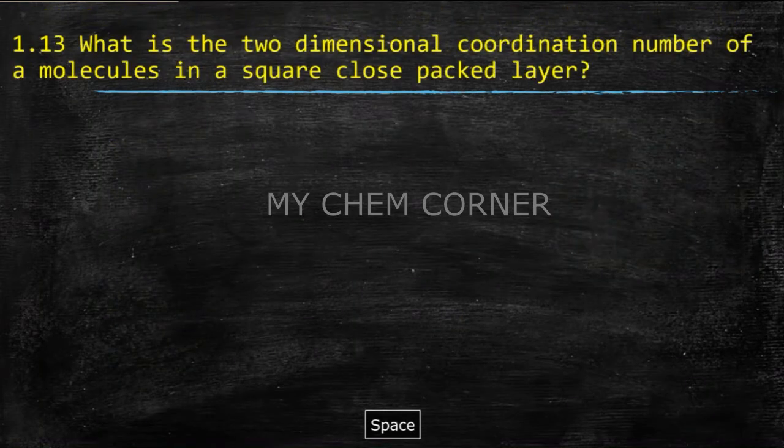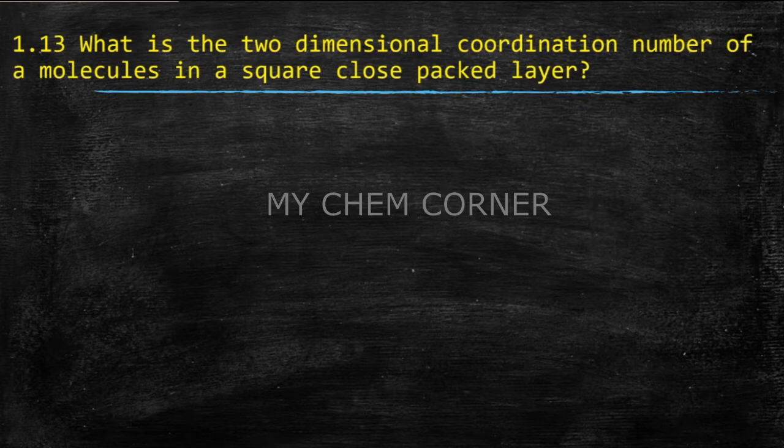Alright. And the next one is 1.13. It says, what is the two-dimensional coordination number of a molecule in a square close packing? Now, I've done a detailed video about this in one of my previous videos. You can just open that and find out what is meant by square close packing or two-dimensional square close packing and all of that.